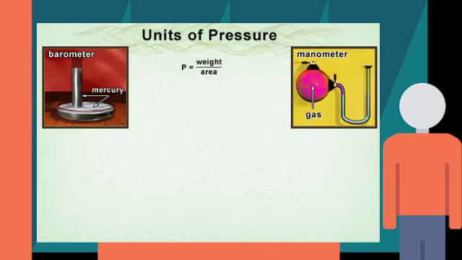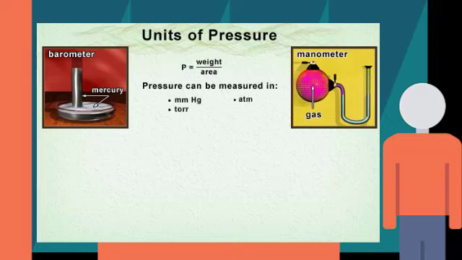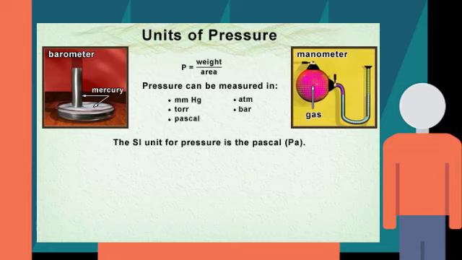In our discussion of barometers and manometers, you have seen that pressure can be measured in units of millimeters of mercury, torr, atmosphere, and bar. The System International, or SI unit for pressure, is the pascal, abbreviated Pa, which has units of force per area. 1 pascal equals 1 newton divided by 1 square meter. The unit pascal clearly illustrates the definition of pressure as force divided by area because newton is a unit of force and meter squared is a unit of area.